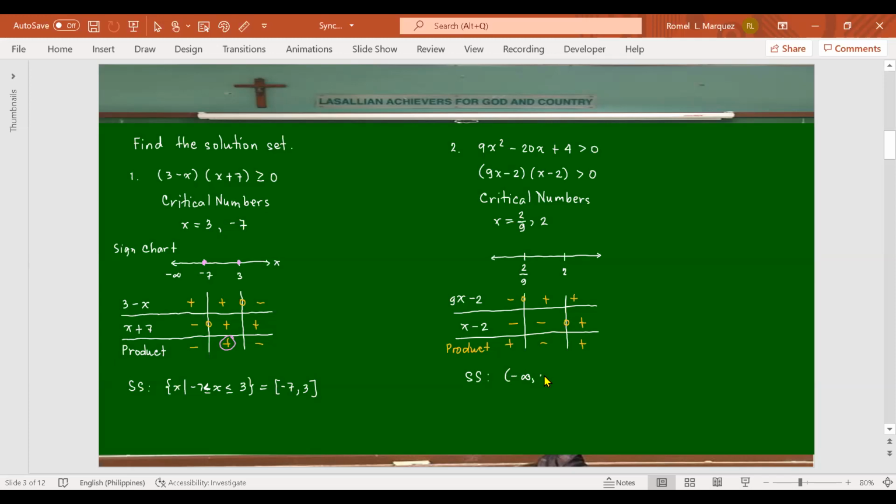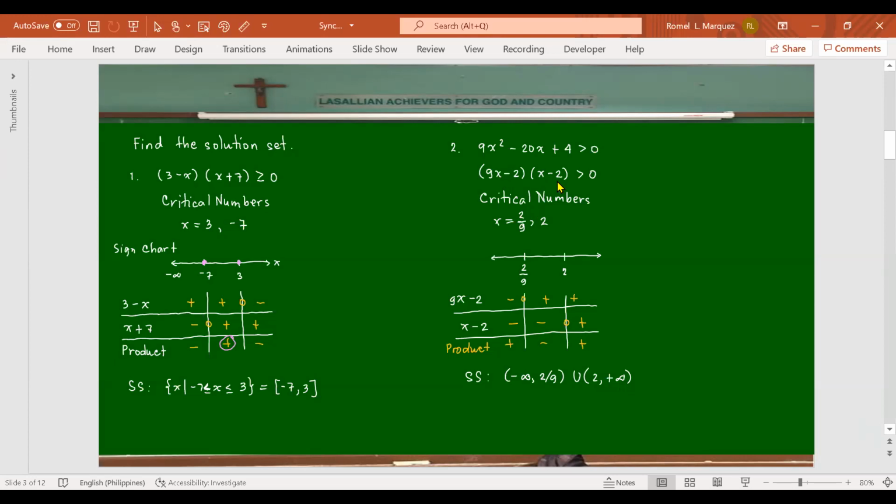2 over 9, greater than 2 over 9 to positive infinity. Okay. But you can do that mentally if you want. But be sure the coefficients are positive.